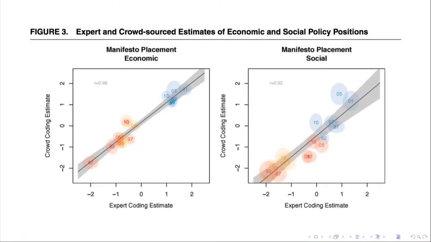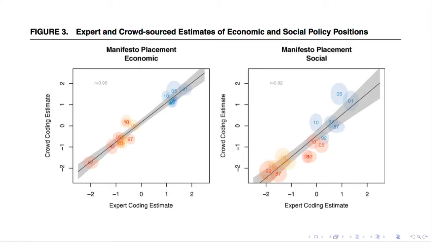So this is results from the UK. So here are the expert coding estimates. And here are the estimates that come from the crowd. And so the different numbers here illustrate the different years, and the colors indicate the different political parties. But what I want you to focus on is how these two things line up very well. So the results from the crowd are very similar to the estimates that come from experts on both economic policy and social policy.